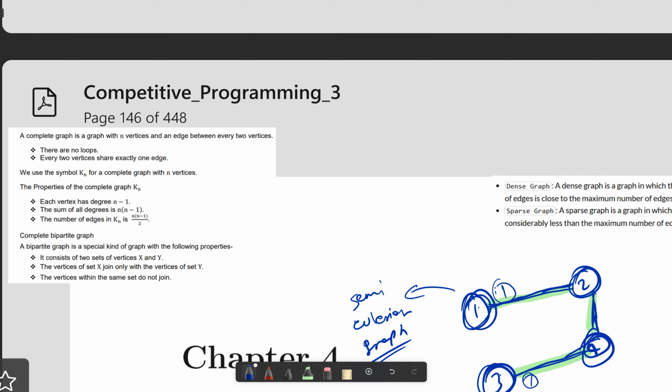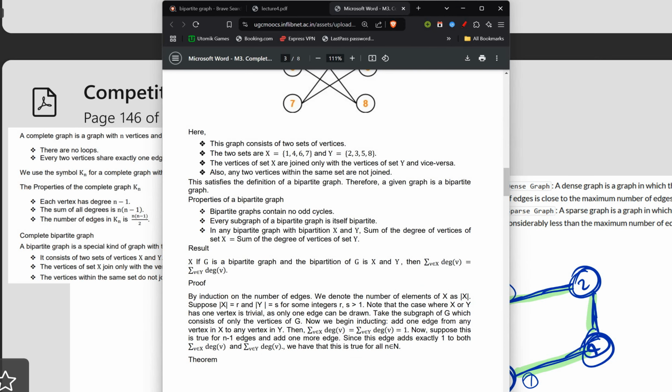And a bipartite graph is a special kind of graph with the following properties. It consists of two sets of vertices. The vertices of set X can join only with the vertices of set Y, not with set X. The vertices within the same set do not join. And some more properties are like bipartite graph contain no odd cycles.